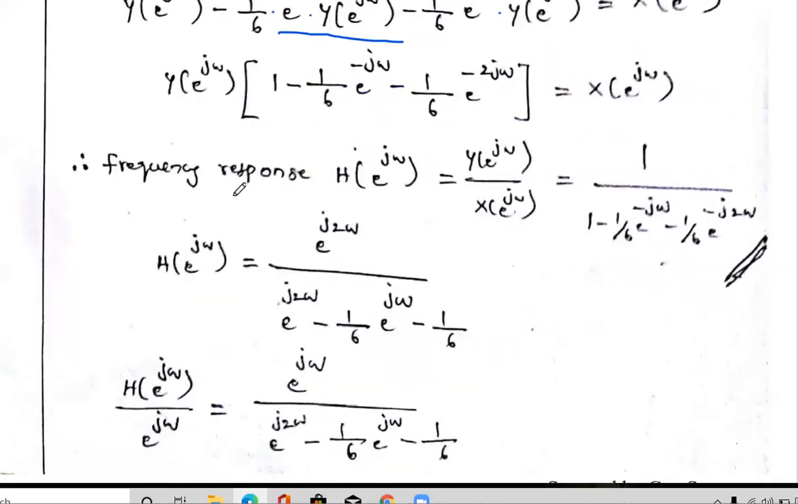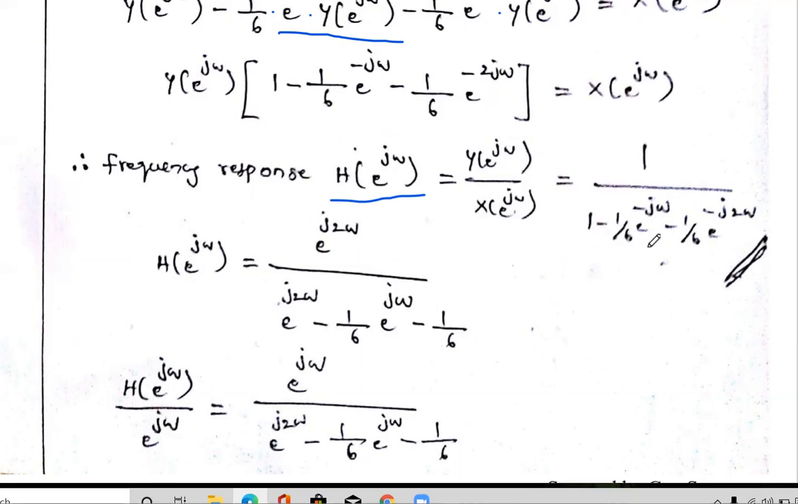From this, the frequency response H of e power j omega is nothing but the ratio of Y of e power j omega by X of e power j omega. In the Z transform, the transfer function H of z is the ratio of Y of z divided by X of z, you know. Similarly, the frequency response is nothing but the DTFT of the output divided by the DTFT of the input. We are calling it the frequency response. So from the above equation, Y of e power j omega by X of e power j omega equals 1 by this term.